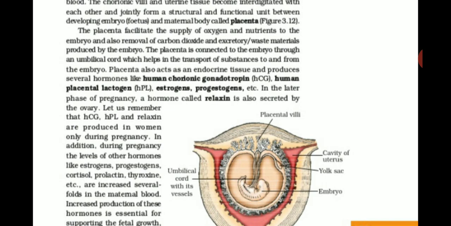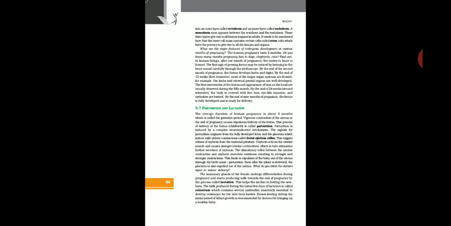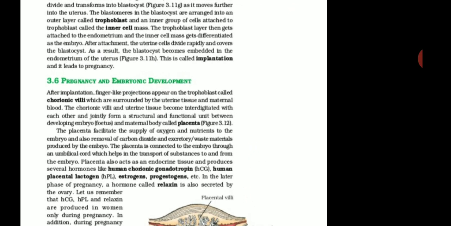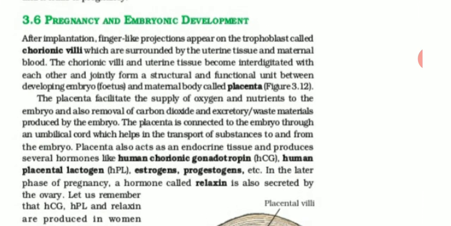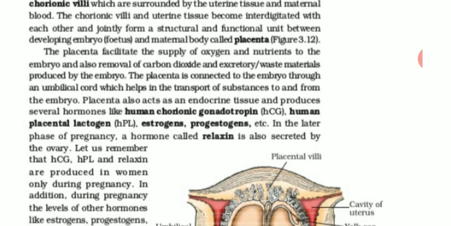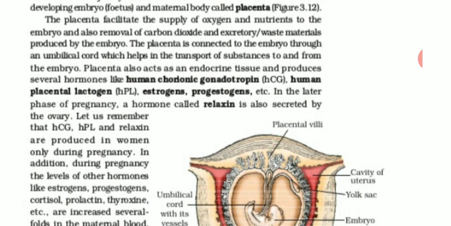Placenta also acts as an endocrine tissue and produces several hormones like human chorionic gonadotropin hormone. This is called HCG. HCG हार्मोन, इसका जो फुल फॉर्म है आपको इसे लर्न करना होगा. ये 1 मार्क्स क्वेश्चन में बहुत बार पूछा जाता है. What is the expanded form of HCG? Human chorionic gonadotropin hormone. Human placental lactogen hormone, estrogen hormone, progesterone hormone, etc. These hormones are secreted by the placenta. ठीक है, it works as an endocrine tissue at that time. In the later phase of pregnancy, a hormone called relaxin is also secreted by the ovary.